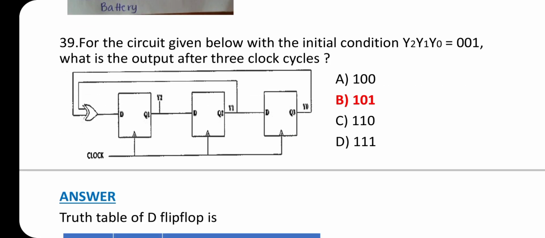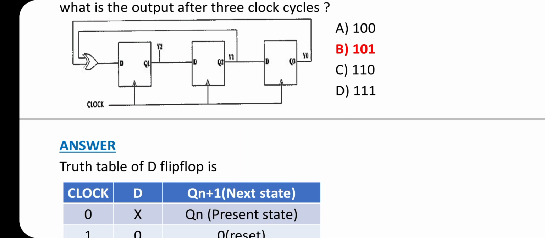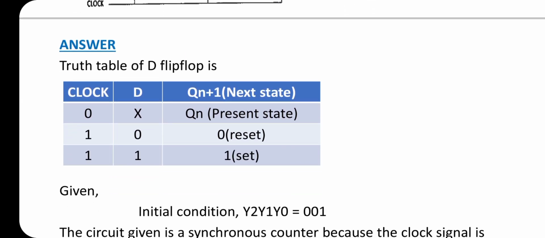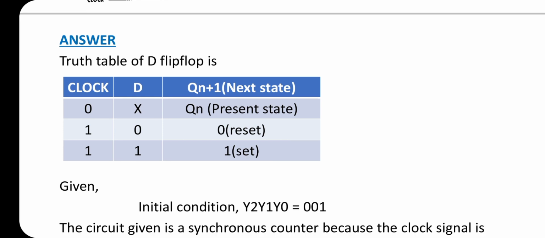Question number 39. For the circuit given below with the initial condition y2, y1, y0 equal to 0, 0, 1, what is the output after 3 clock cycles? Option B, 101 is the correct answer. This is the truth table of D flip-flop. Clock, D, Qn plus 1 is the next state. When the clock is 0, whatever the value of D, the output of the D flip-flop is the present state Qn.